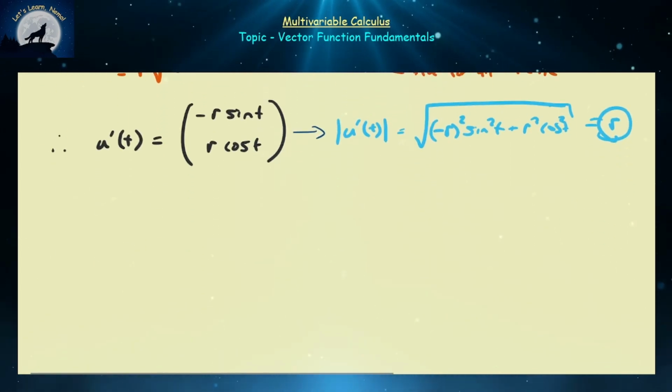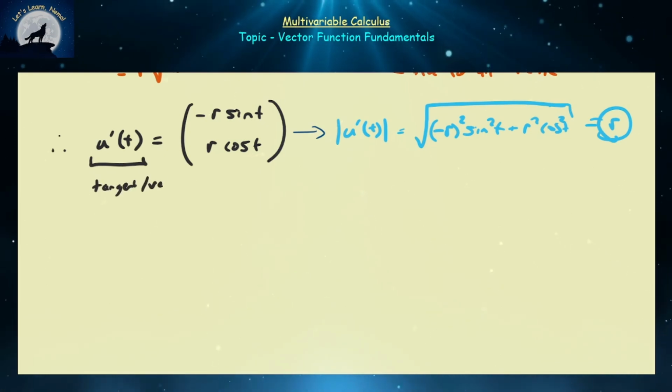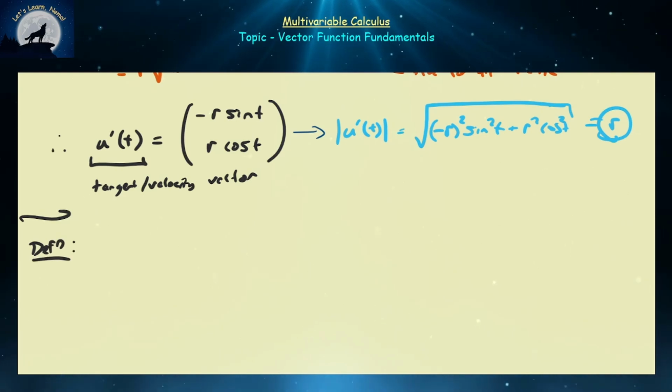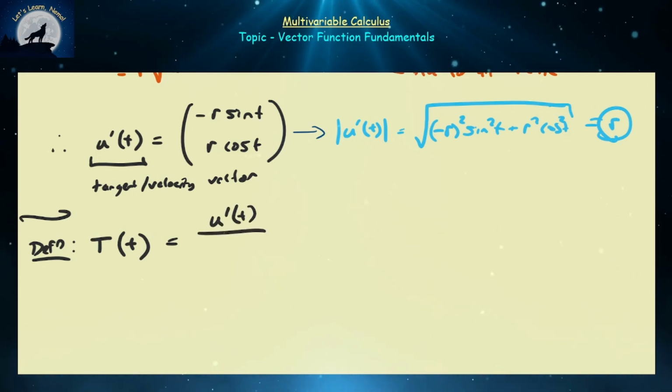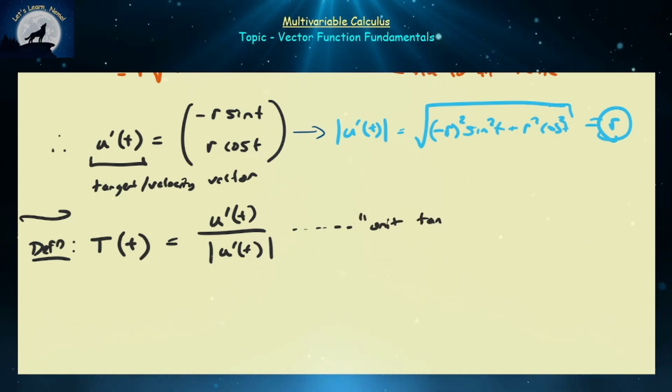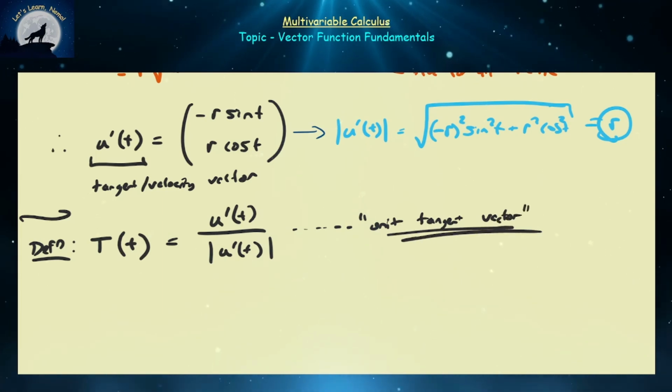Since we have a derivative vector, or some people also call it a tangent or velocity vector, some people only care about the direction, not necessarily the size. So this is what motivates the definition of a unit tangent vector, T of t, which is just the tangent vector u prime of t divided by its norm. Right, so this is a unit tangent vector.